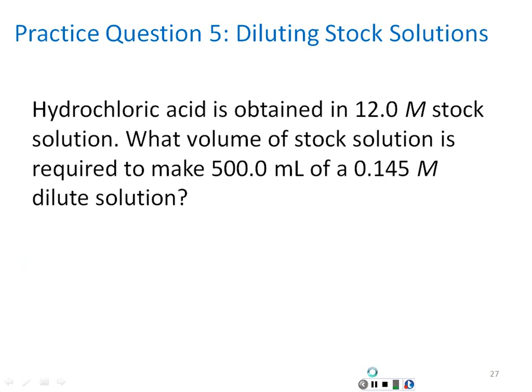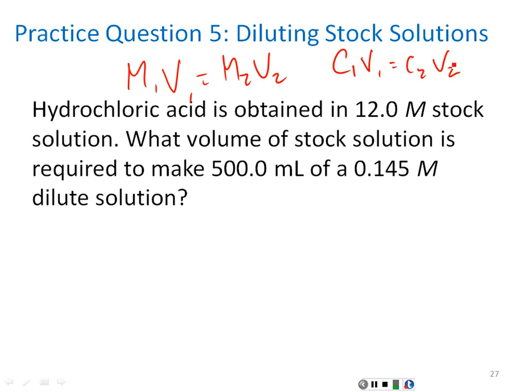For this type of question, we're going to use the equation your book gives you, M1V1 equals M2V2. I'm going to write it out in terms of concentration. So I'm going to write C1V1 equals C2V2. And why is that useful? It's useful because you can use this equation even if the concentration isn't in molarity. You just have to have the same units on both sides of the equal sign.